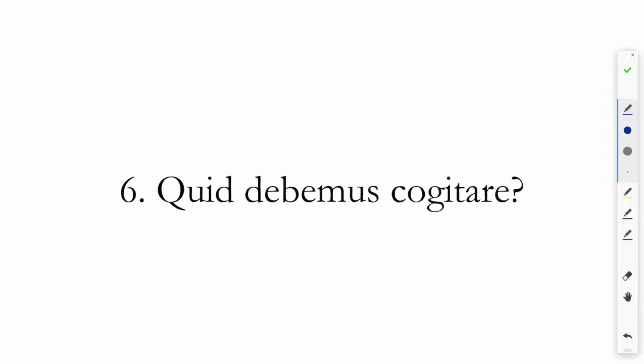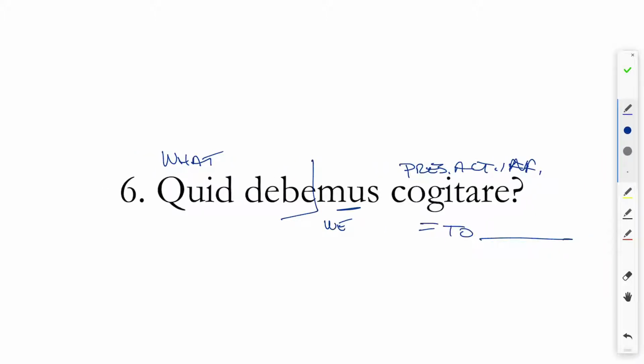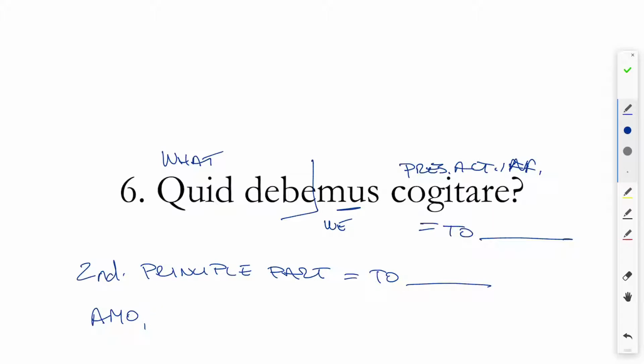Number 6, quid debemus cogitare. Quid just equals what? Debemus, this is the root for ought, we should, and this ending means we should. What should we, what ought we? Cogitare, this is the present active infinitive. Let me step aside and tell you the second principal part of any verb. The second principal part of any verb is the infinitive. So you will learn of amo, amare, amavi, amatum.